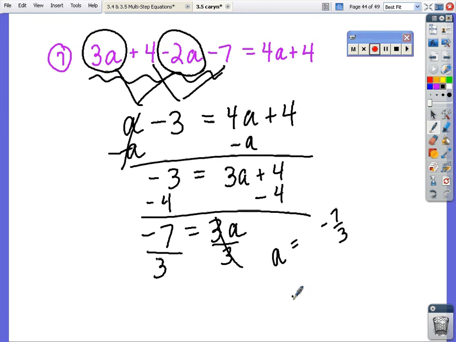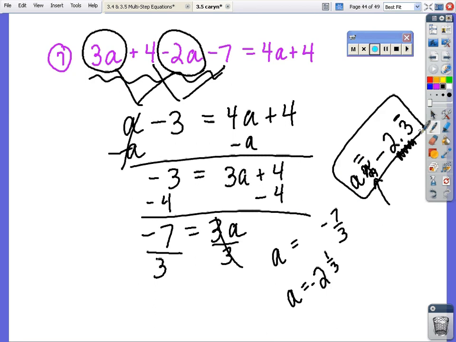We could leave it like that. We can do the mixed number, which is negative 2 and 1/3. And if you really wanted to, you can divide 7 by 3, and that would mean a is about negative, and then you could write the decimal right there. And notice that I'm using the about sign because I'm going to end up rounding my decimal. Oh, I'm sorry, it would be negative 2 and 3/10. You wouldn't actually have to round because you could put the line bar notation over it. So a actually equals this exact decimal.